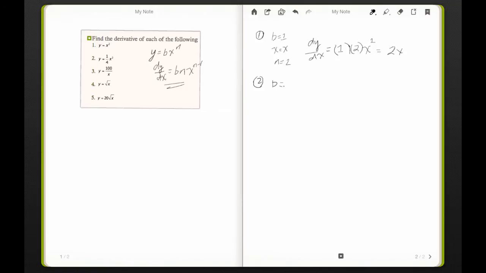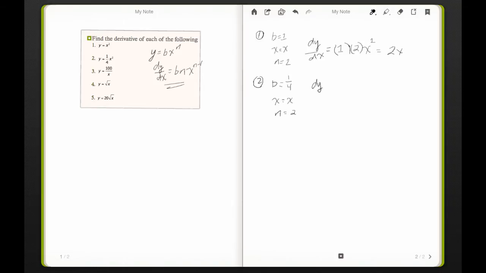y is equal to 1/4 x squared. So my coefficient is 1/4. My variable of interest, what I'm taking the derivative with respect to, is x. I'm writing this out because later on when we use economic functions, it may be something like L or Q, so just get in the habit of doing this. The exponent, n, is 2.